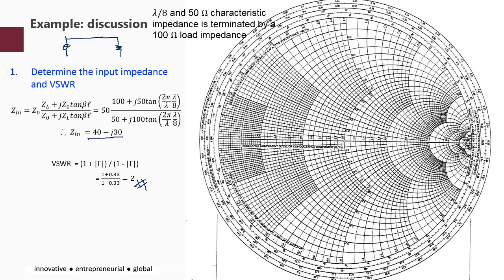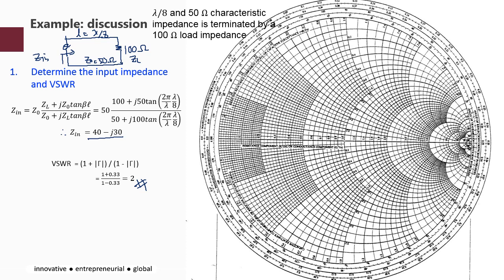From the given question just now, you have a transmission line terminated by 100 ohm ZL, and you have the characteristic impedance equal to 50 ohm and the length equal to lambda over 8. Zin is not given, so you need to determine the Zin. If you are asked to calculate, then you can use the equation and you will get the Zin equal to 40 minus J30.